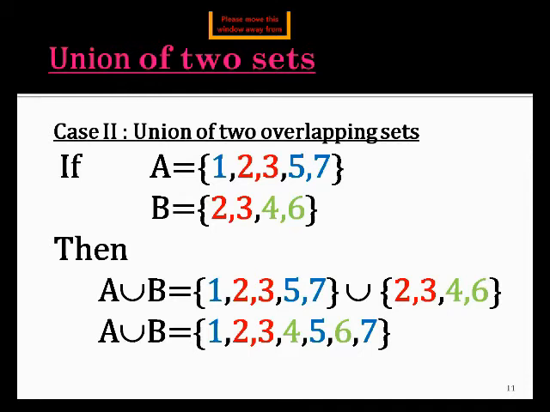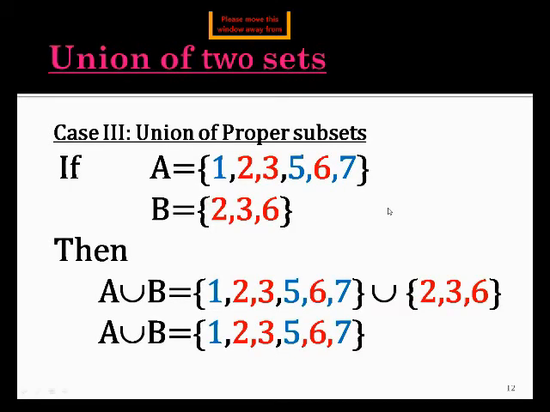Okay students, the next one is union of proper sets. How do we find the union of a proper set? If we have a set A equal to 1, 2, 3, 5, 6 and 7, and a set B equal to 2, 3 and 6. As you see, students, B is a proper subset of the set A. Why is it a proper subset of set A?